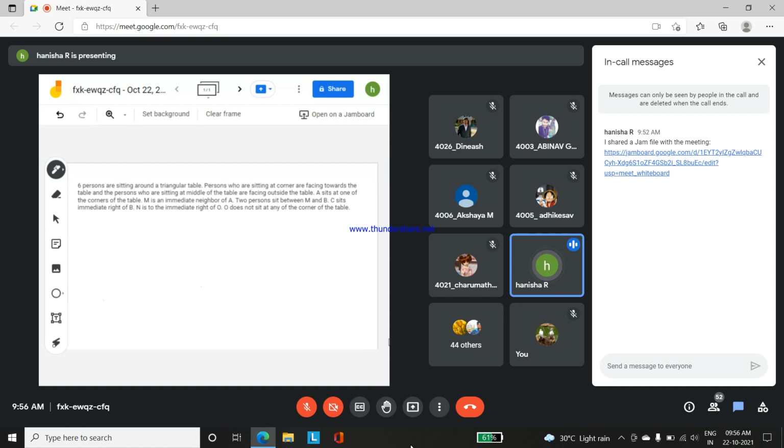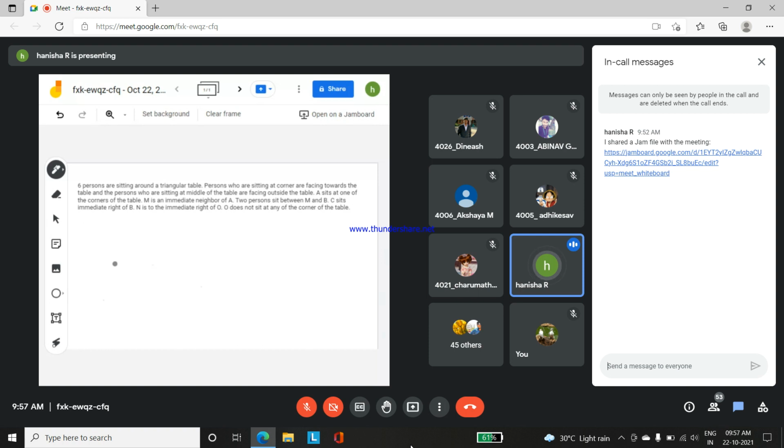I'll say why this question does not involve possibility, and I'll also say why the other question requires possibility. I'll say both, and we'll see the major differences between the two questions. Both questions are from the triangular seating arrangement, but still there is a difference between these two. We'll see what the difference is.